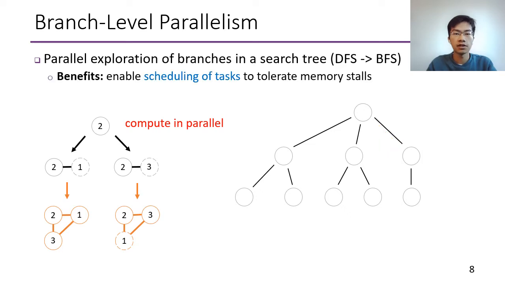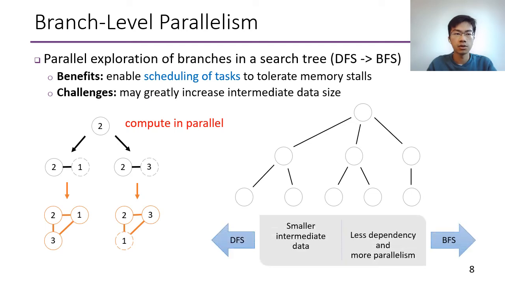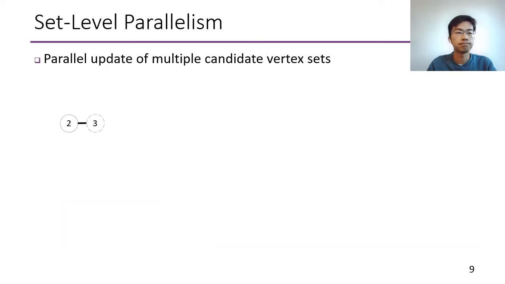Besides extra parallelization opportunities, we further identified an opportunity in hardware accelerators: it enables more available tasks to execute, tolerating memory access latencies similar to multi-threading. A challenge induced by branch-level parallelism is that besides reducing data dependency and providing more parallelism, exploring too many branches in parallel may greatly increase the intermediate data size. We therefore need to balance those effects.